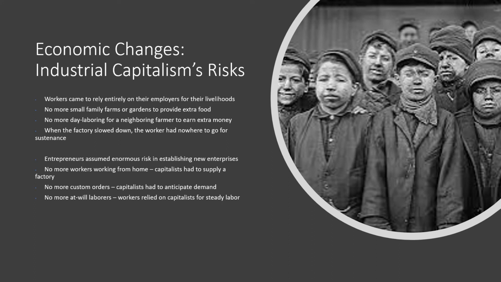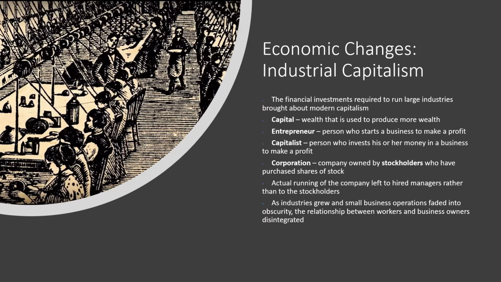So other changes that were economic was that workers came to rely entirely on their employers for their livelihoods. No small and family farms could provide extra food. There was no day laboring or laboring farmer to make extra money. And when the factory slowed down, the worker had nowhere to go for work. While entrepreneurs had assumed risk for these new businesses, there were more workers working from home. No custom orders, so nothing was personalized, no at will. It was very much a structured system, which really hurt the free spirit of individuality that once existed for the domestic system.